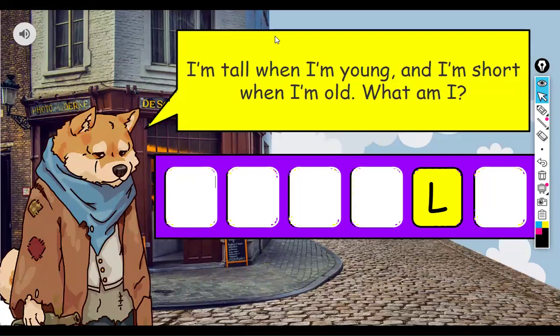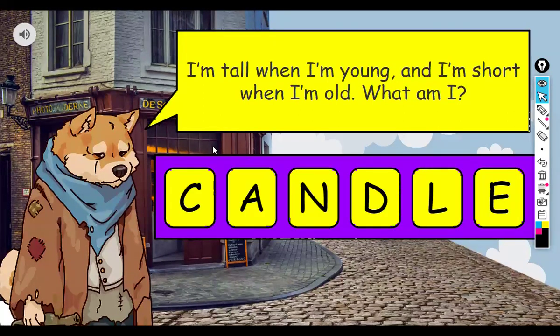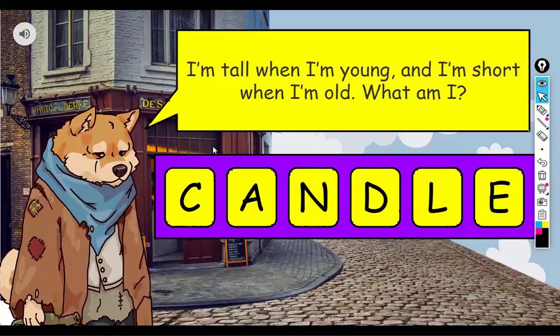Ah, too easy. The answer is a candle. Well, it makes sense, right? Because when you light a candle, it's tall, right? But as it burns, it gets shorter and shorter. All right. So hopefully the riddles will get a little bit harder.